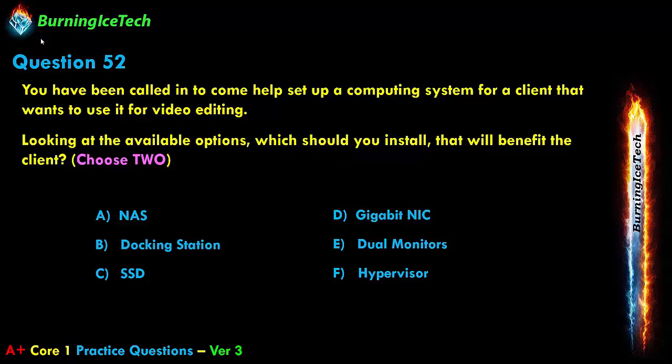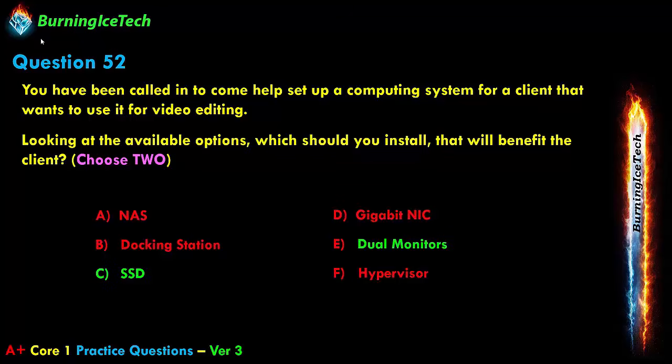If we look at the rest of the answers, guys, a gigabit NIC, a gigabit network interface card. Why does it matter what internet speed I've got? When it comes to video editing, I need performance on the machine itself, perhaps, not my network. So SSD will provide me that. If we look at answer E, dual monitors. Yes, guys, that is the second answer we're looking for.